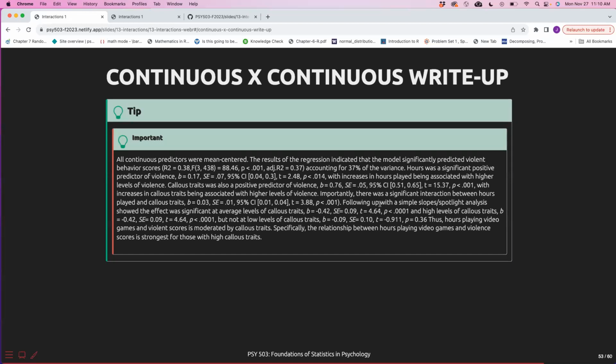Following up with a simple slope spotlight analysis, if that's what we chose to do, showed the effect was significant at average levels of callous traits and high levels of callous traits, but not at low levels of callous traits. Thus, the relationship between hours playing video games and violent scores is moderated by callous traits. Specifically, the relationship is strongest for those with high callous traits, which kind of makes sense. So overall, just playing lots of video games doesn't make you more aggressive. It seems like these callous traits moderate that relationship.